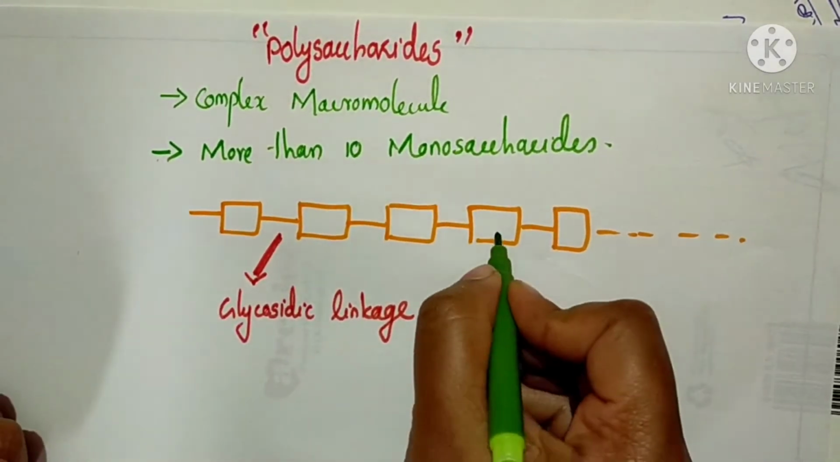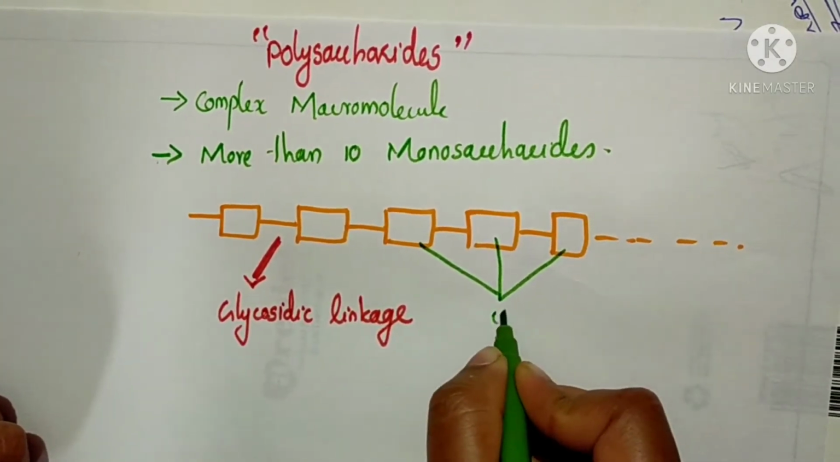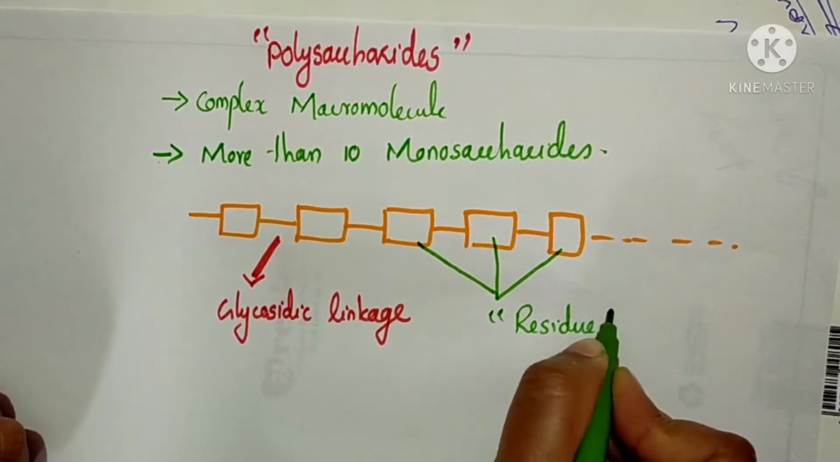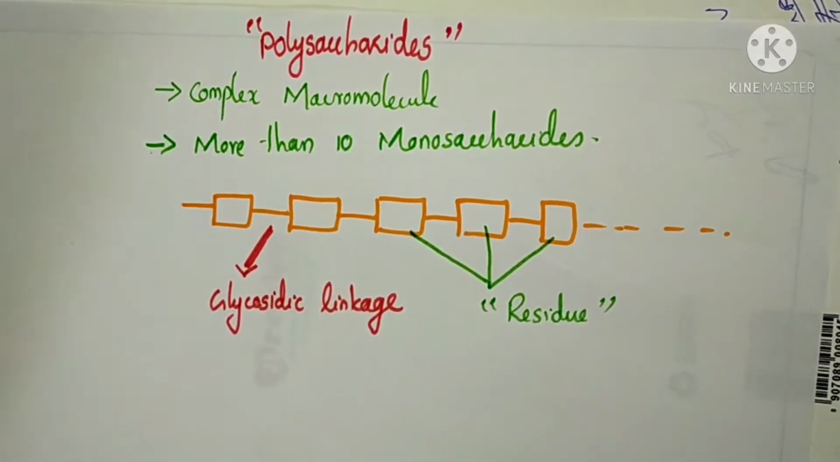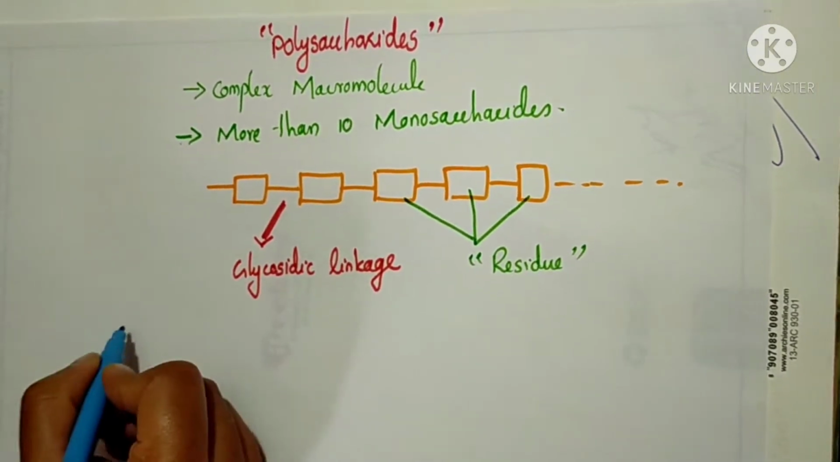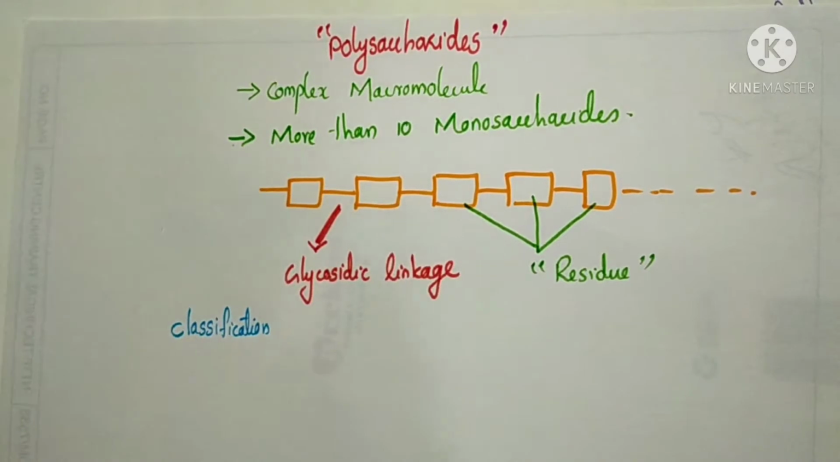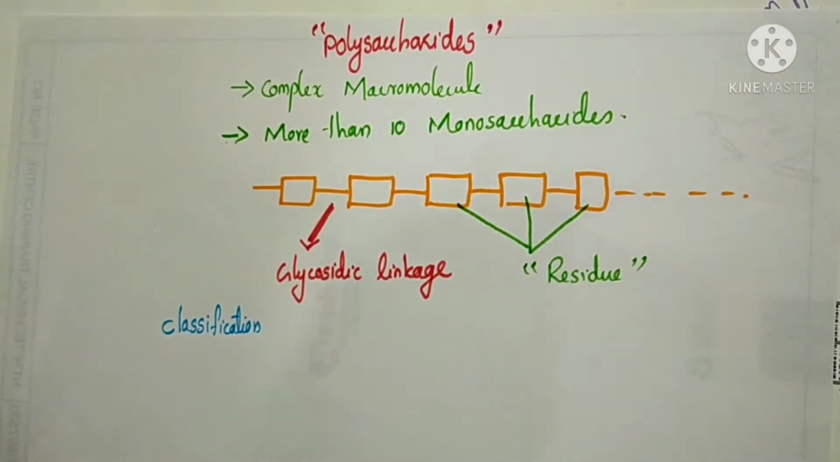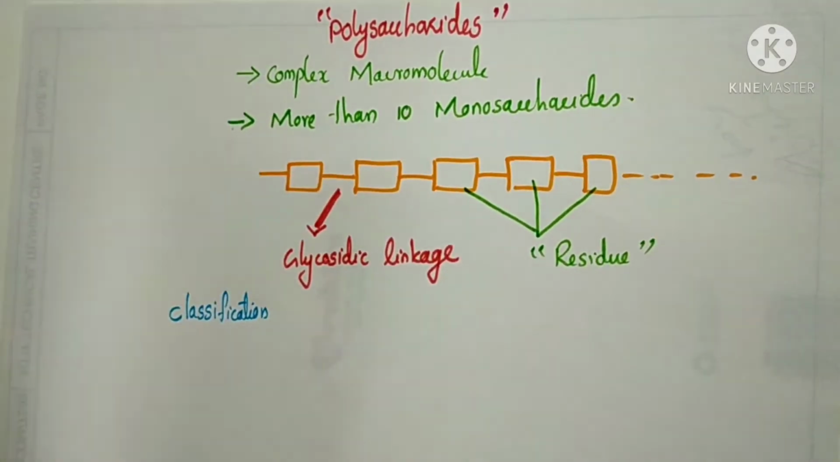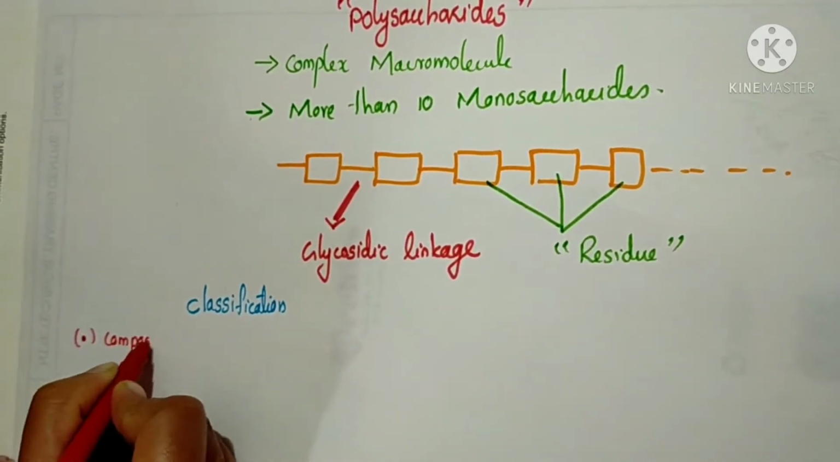Glycosidic linkage can be of different types. It varies depending upon the type of polysaccharide. Each monosaccharide in a polysaccharide is known as a residue. We can classify polysaccharides in different ways based on their complexity or based on their composition.